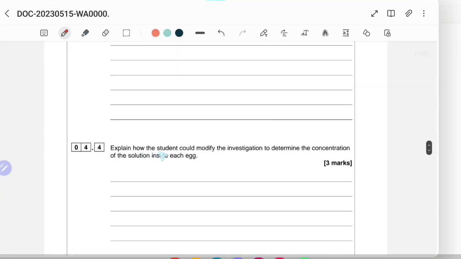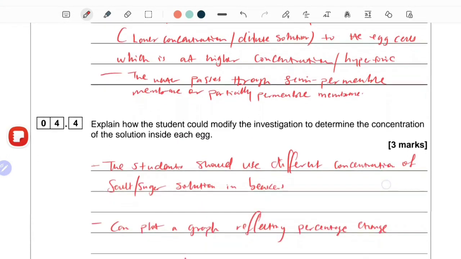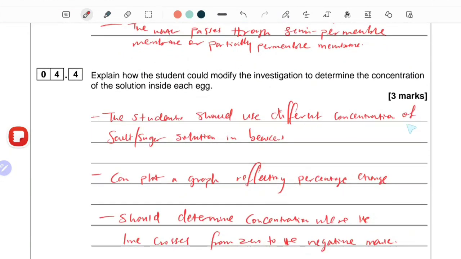Now explain how the student could modify the investigation to determine the concentration of the solution inside the egg. What you should do is that the student should use different concentrations of salt or sugar in the beaker. Maybe it's going to have 10%, 20%. I'm just giving an example, just different concentrations. Then you should be able to plot a graph reflecting percentages. If you have those different values I just wrote here, then there will be different percentages. You can draw something out.